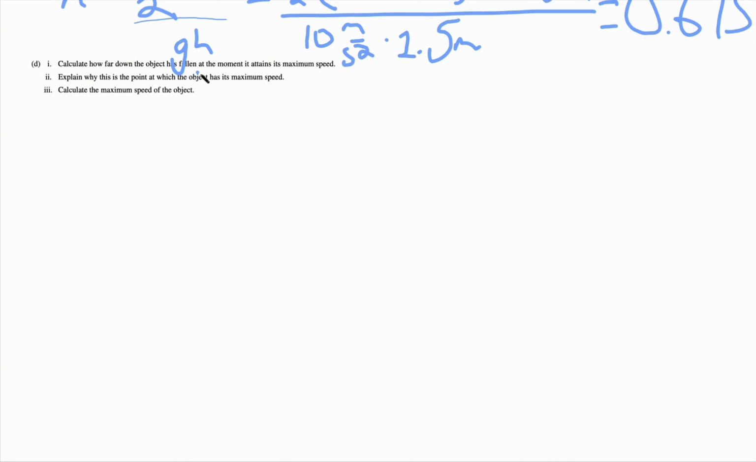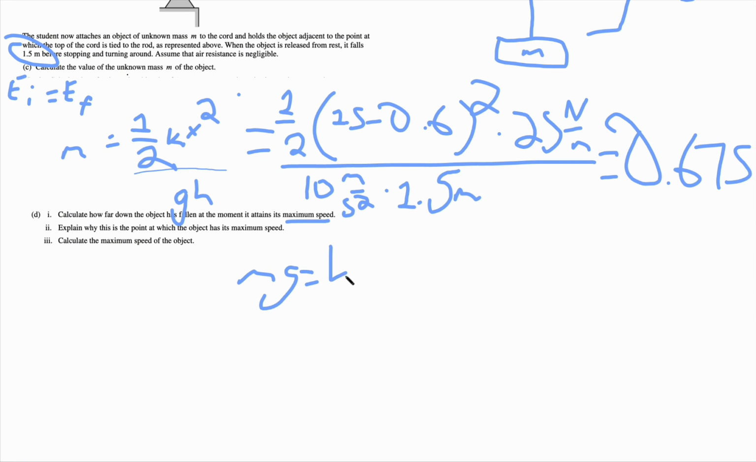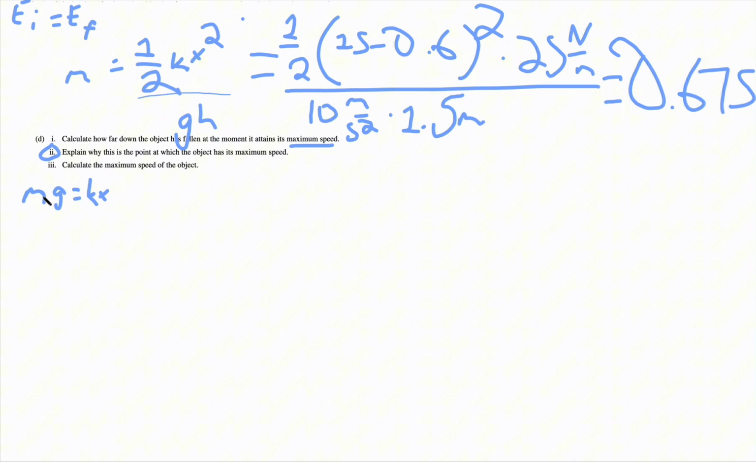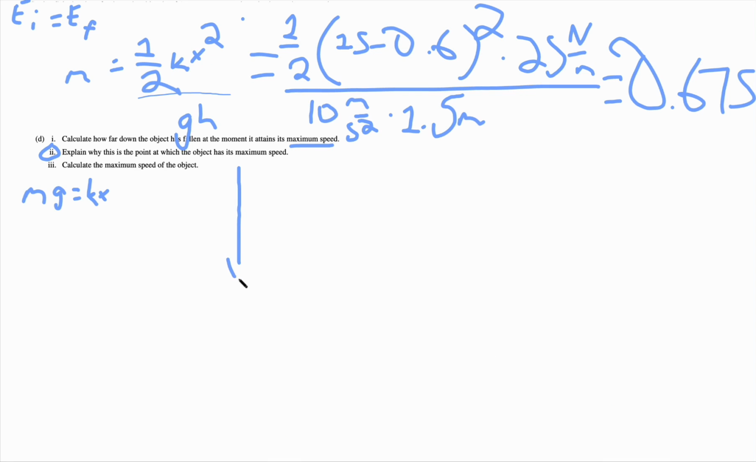Calculate how far down the object has fallen at the moment it attains its maximum speed. Okay, this is going to go back to that explanation with mg equal to kx again. This is when we achieve 0 acceleration, which means that our mass has been going down and down, accelerating until it hits 0, and then accelerating backwards up, meaning it's still going down until a certain point where we'll go back up.